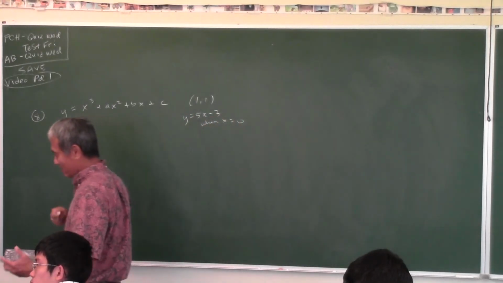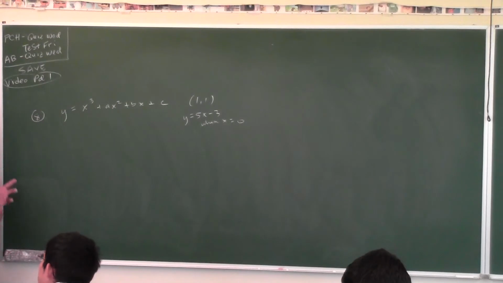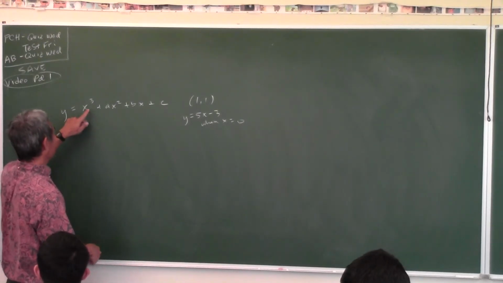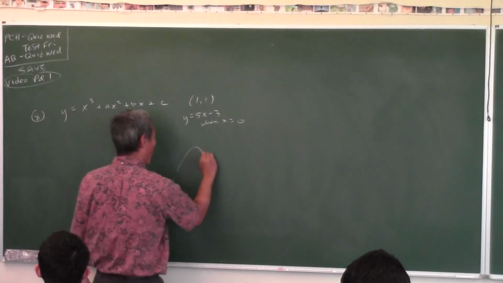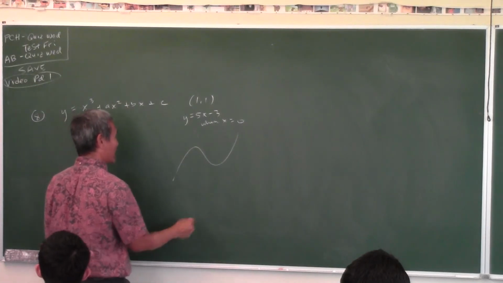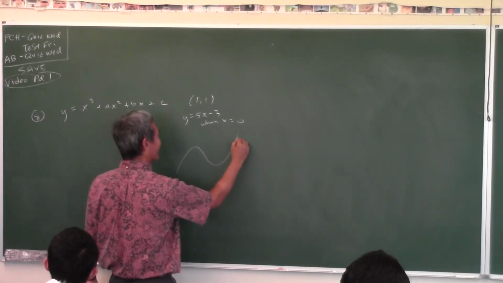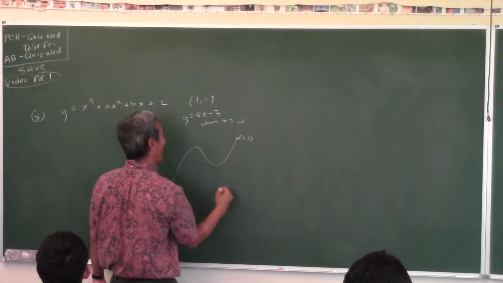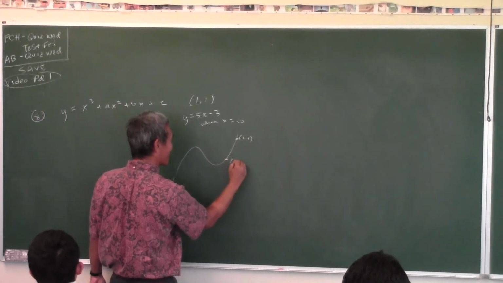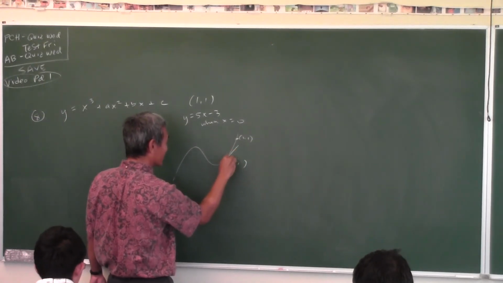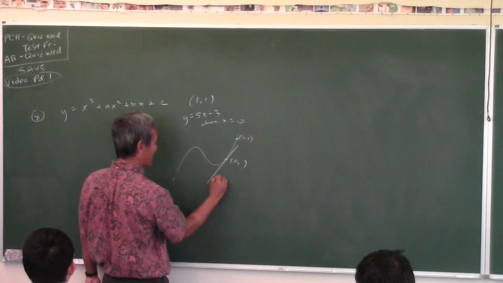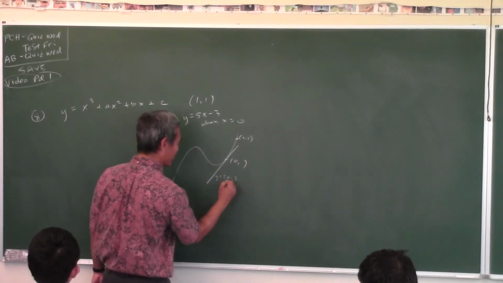If I were you, I would draw a picture to help me understand this problem. This is a cubic function. It passes through the point (1, 1). And then when x is 0, right there, the equation of the tangent line is y equals 5x minus 3.